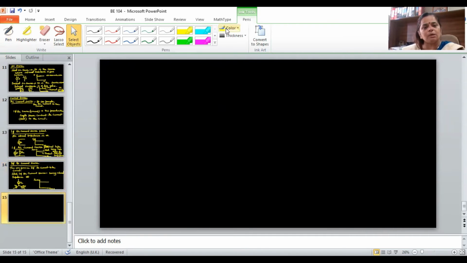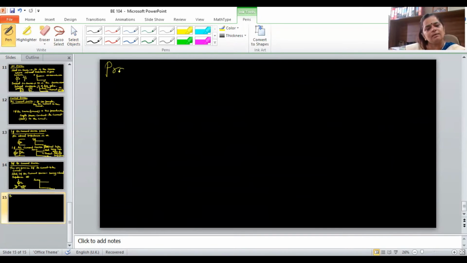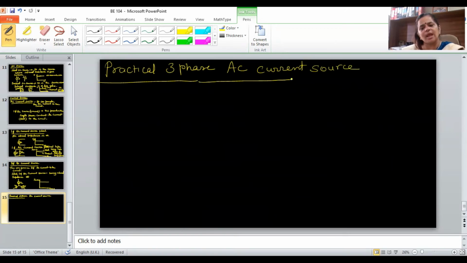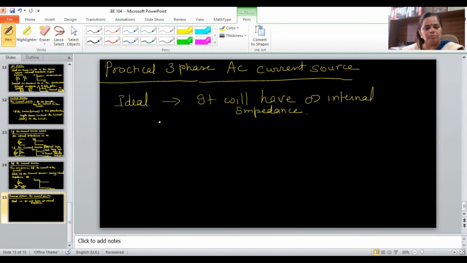Now let us talk about the practical three phase AC current source, which can provide a three phase AC supply. Again it is of two types, ideal and practical. Ideal means it will have infinite internal impedance. So how to plot infinite internal impedance?